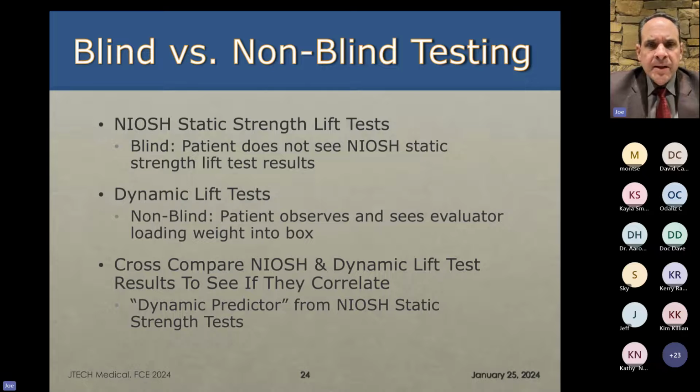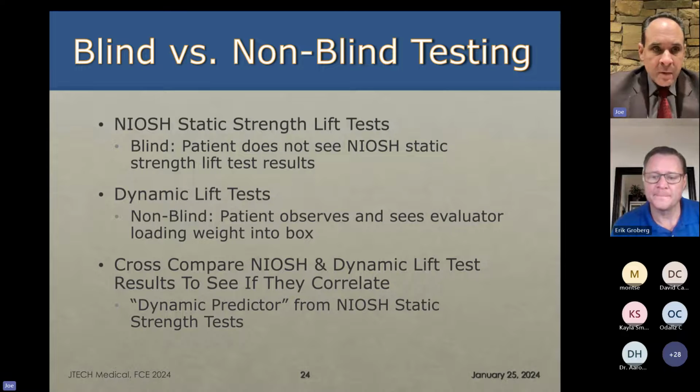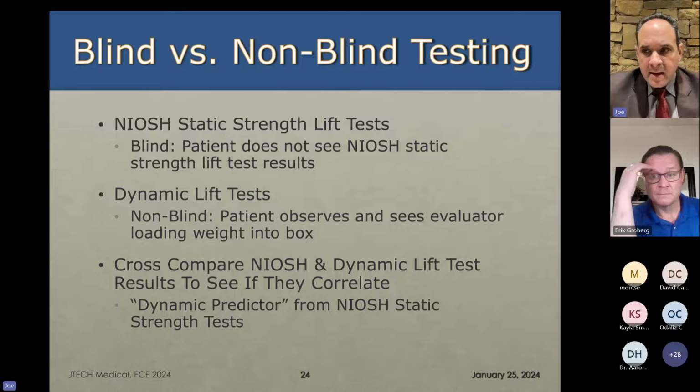But the more you can blind test and they've no idea what's in that box, how much weight is being lifted, I think definitely the more accurate you're going to be on your results. I've had many patients who said, well, what was that, 40 pounds or 50 pounds? And I said, no, that was 70 pounds. And they're just happy to know that they can do that and it didn't bother them. And now they feel more confident in going back to work.